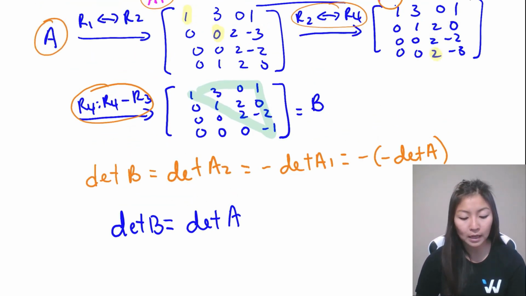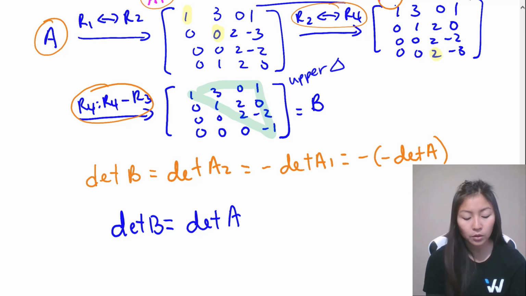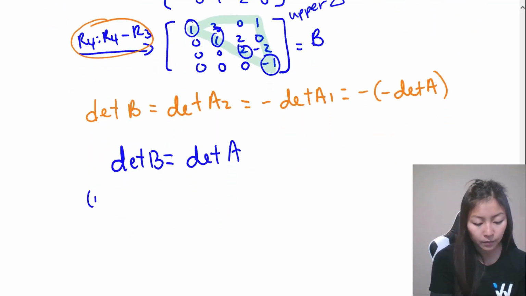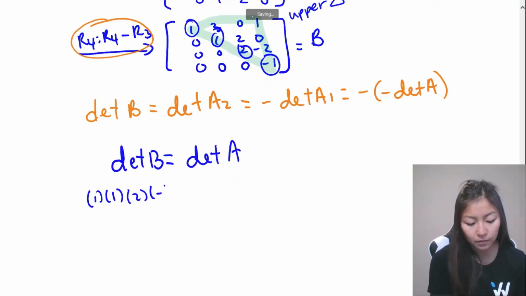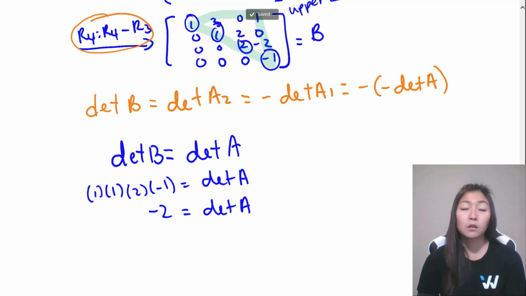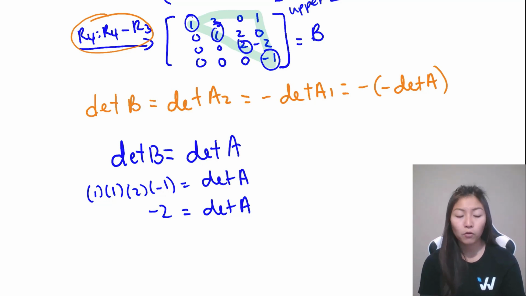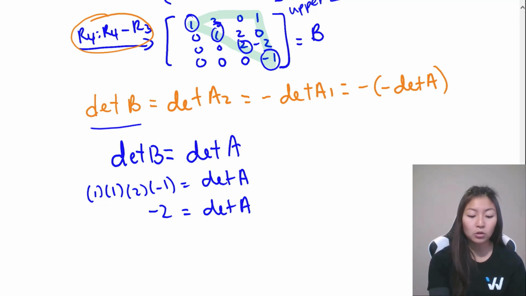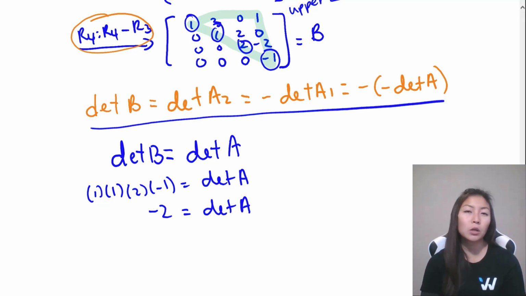Well, determinant of B is super nice to find. It's upper triangular. So the determinant is 1 times 2 times negative 1. Which gives us negative 2. So that means that the determinant of the original matrix A is negative 2. Whenever you're performing EROs, I highly recommend writing out every step and then working backwards so that you have a chain of determinants. That way you won't miss any multiplications of negatives or constants.